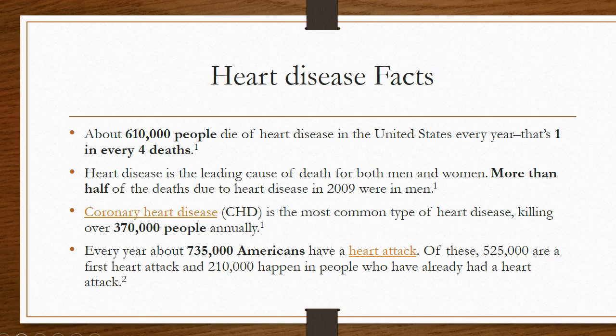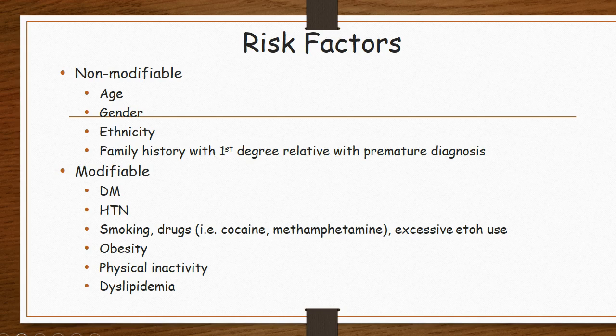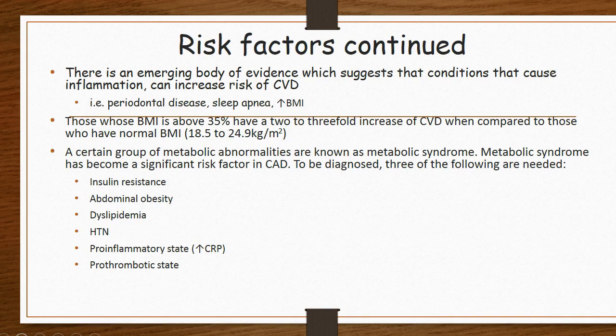There's some facts. Basically, a lot of people have heart disease. Your non-modifiable risk factors: age, gender, ethnicity, and a family history with a first-degree relative who had a premature diagnosis, because if we all live long enough, we will have some form of heart disease, so before 50. Modifiable things that you can fix are diabetes type 2, hypertension, smoking, drugs, excessive alcohol, obesity, physical inactivity, and cholesterol issues.